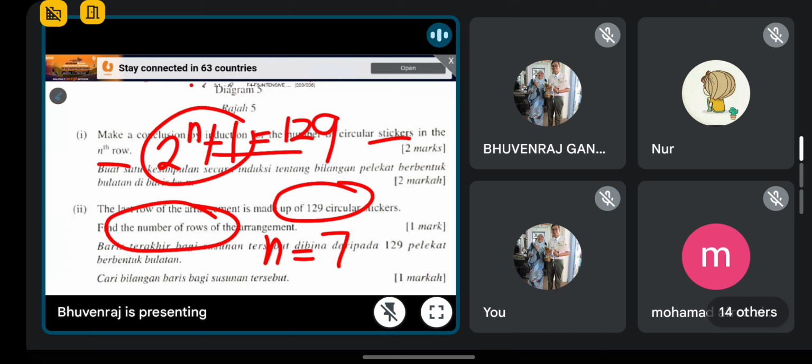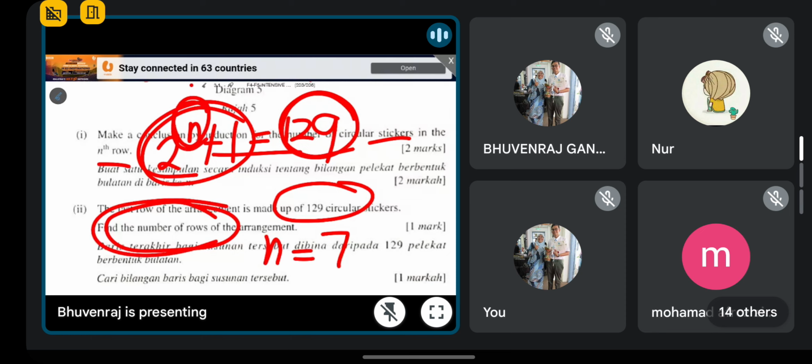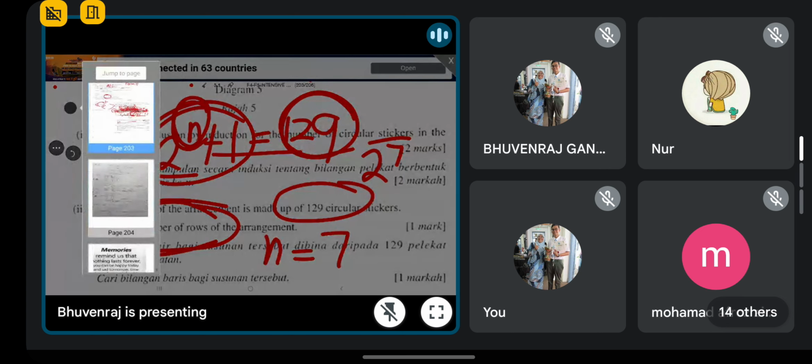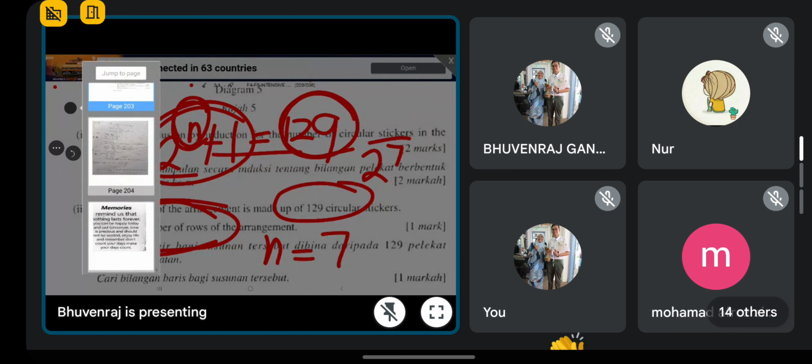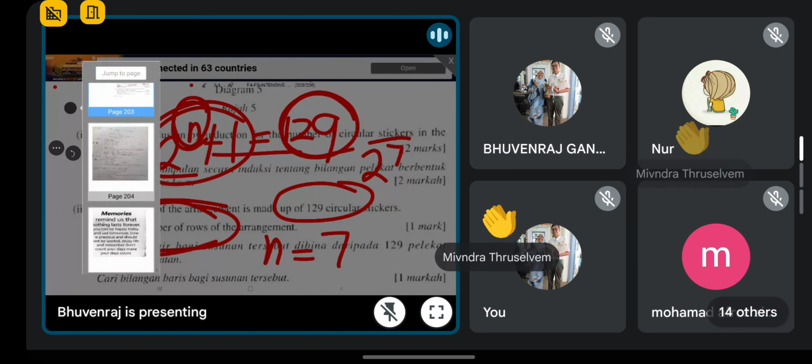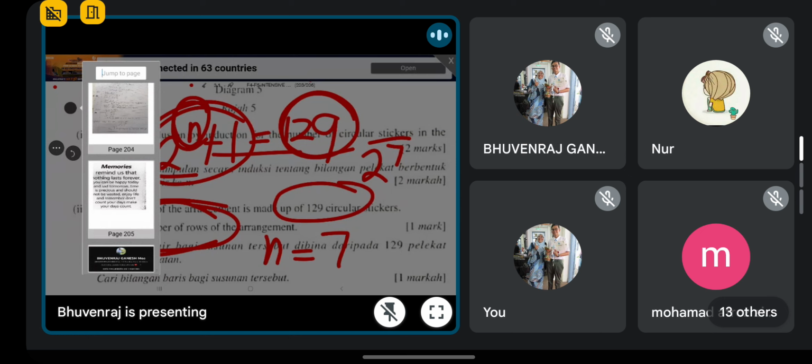This expression represents the number of stickers. And they tell you now the number of stickers is 129. So it is equal, and you just need to find n. n represents the number of rows. So you just need to apply your indices law. 2 power 7 is 128. So n is 7. Okay guys, can you understand this question? And can you understand the whole chapter better now?